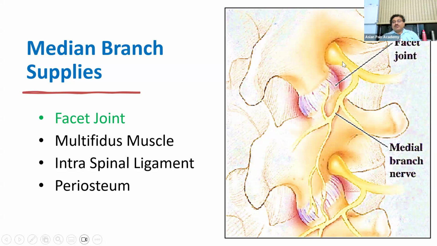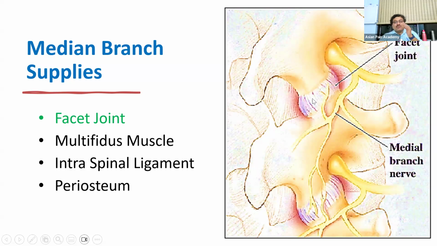Then below L4 comes, say this is L4, so below this is L3. So let's say L3 and L4. Then it is the L3 facet joint, and this is the... so sorry, I was a little confused. Again, go back to this area. Say this is L4 and this is L5.